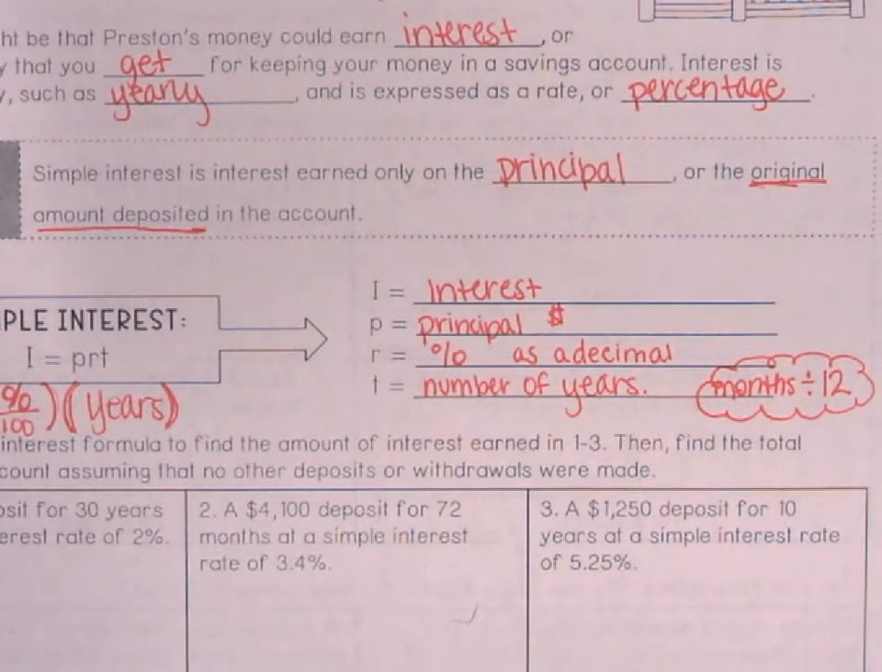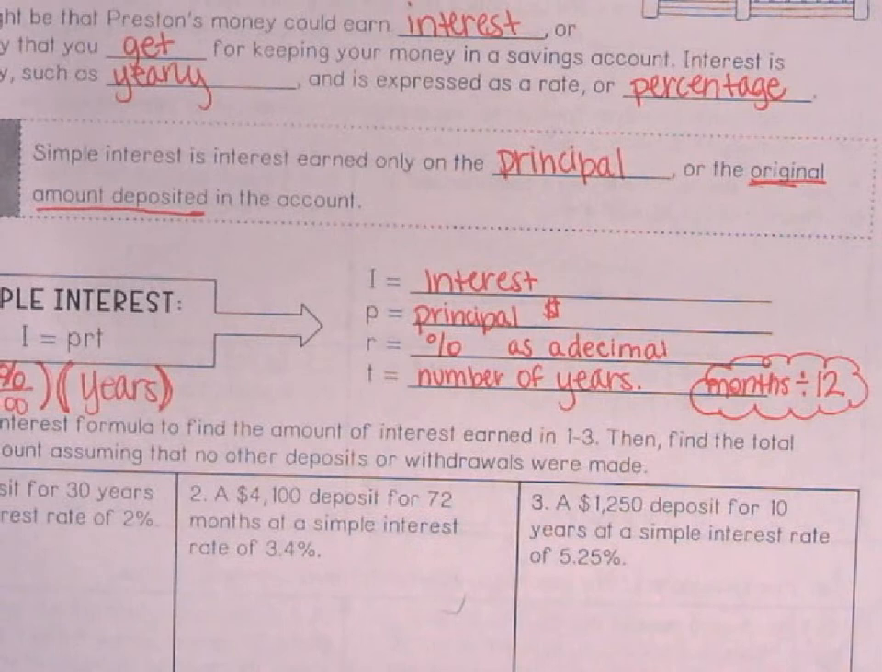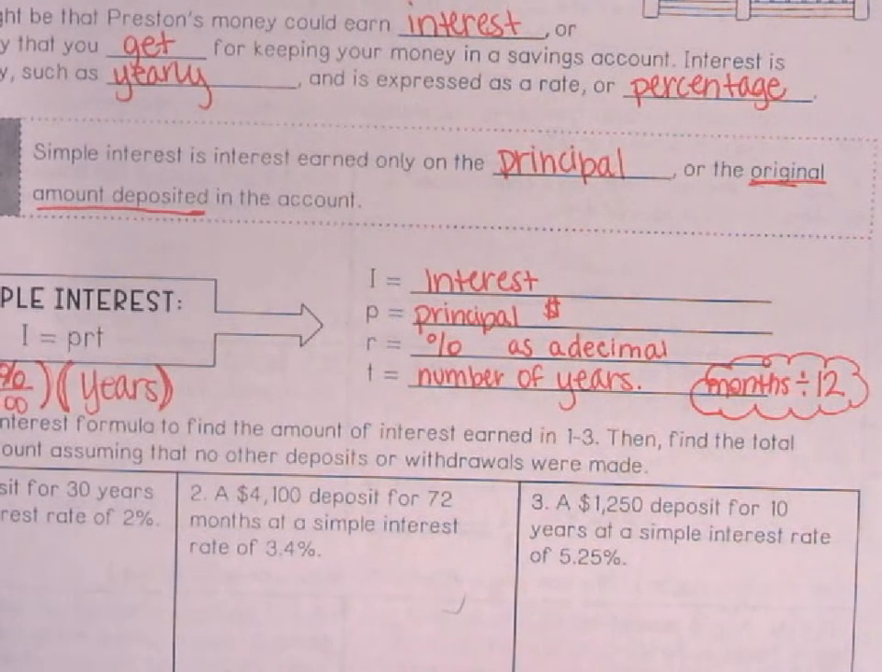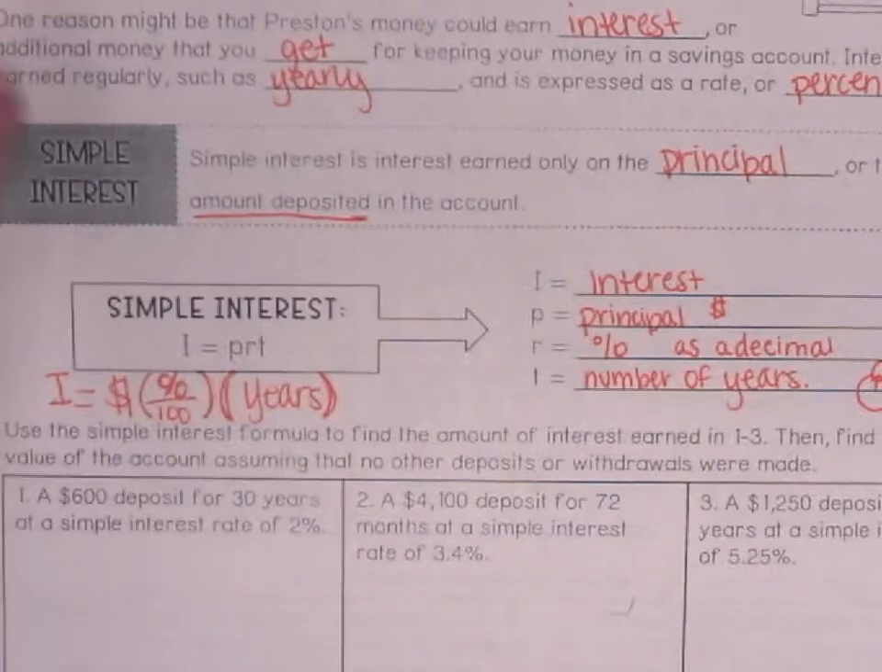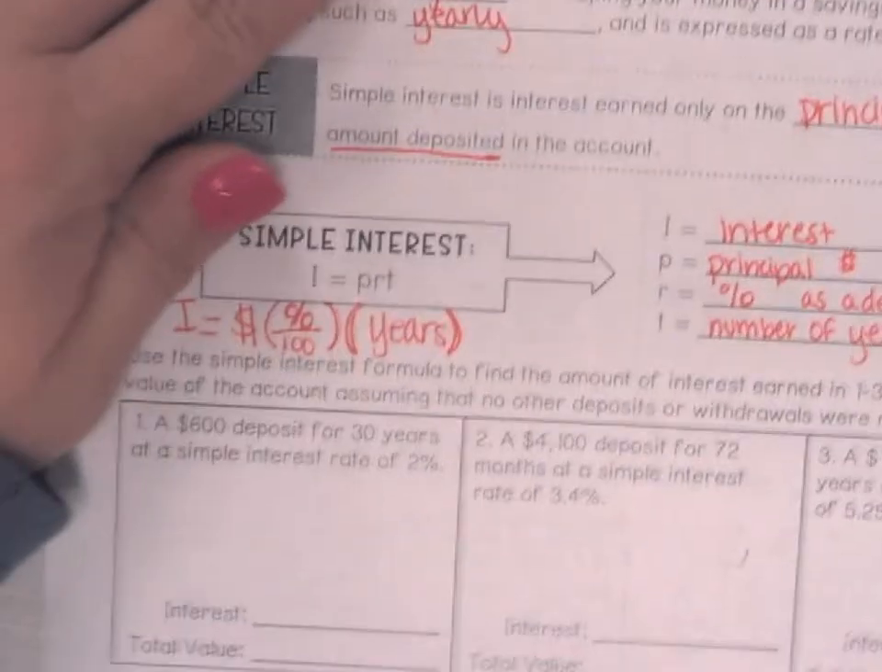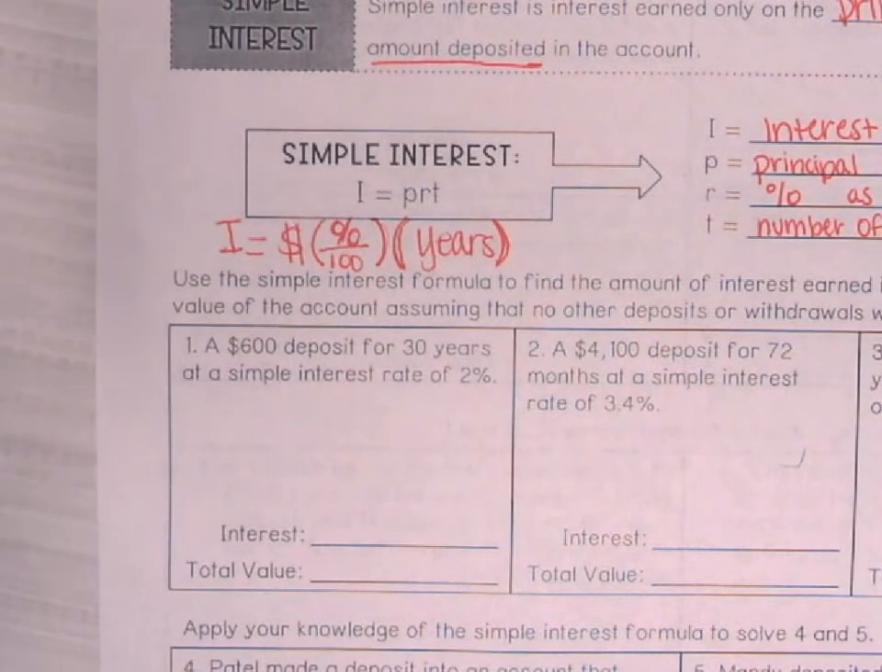Because there's 12 months in 1 year. Okay, so we're going to practice this right now with number 1. It says a $600 deposit for 30 years at a simple interest rate of 2%.